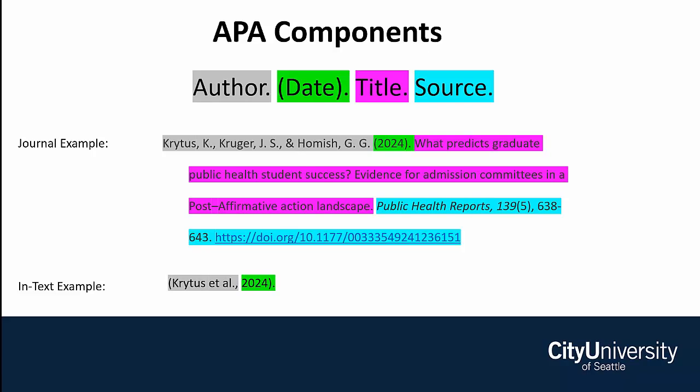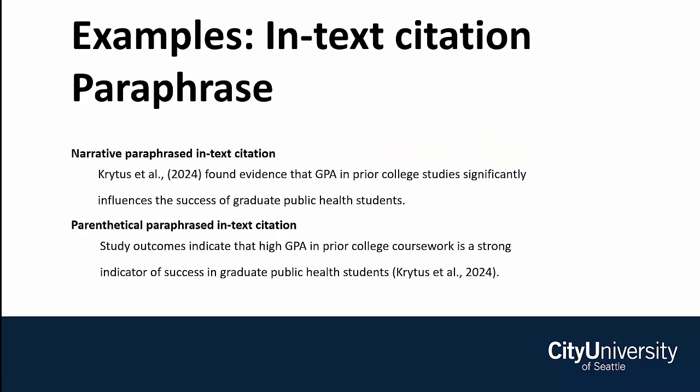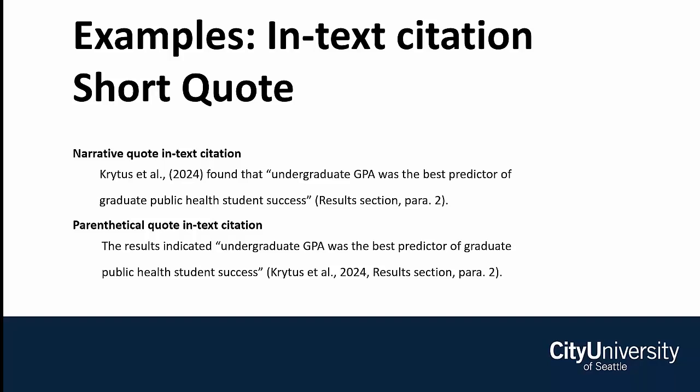When you're citing in text and you have 3 or more authors, you are going to use et al. Here are some examples of using this particular citation in text. This would be paraphrased. Both examples are rewritten. The first one is narrative, the second one is parenthetical. In the narrative, the author information is woven into the actual sentence. In the parenthetical, the in-text citation is located at the end.